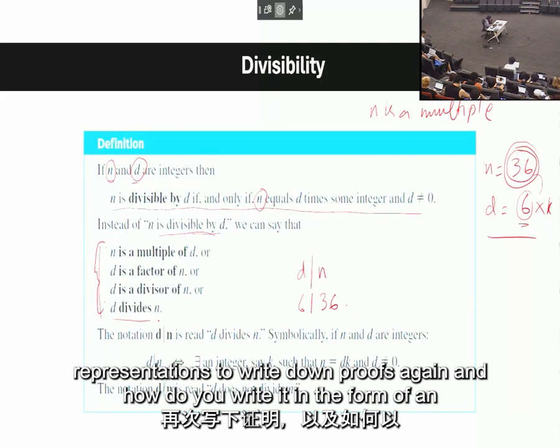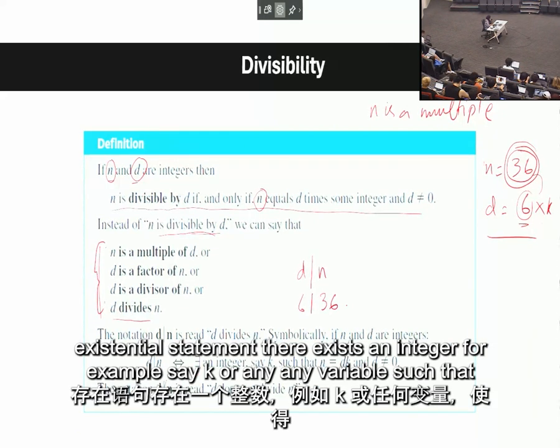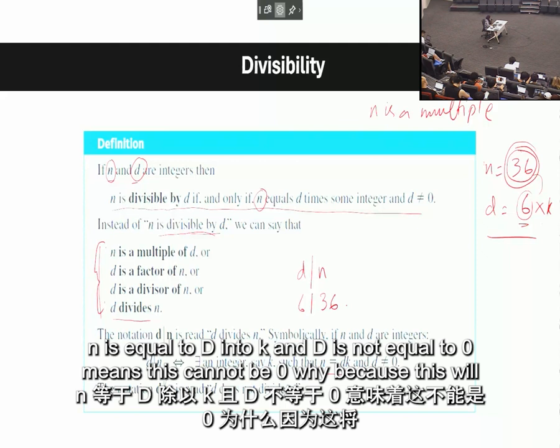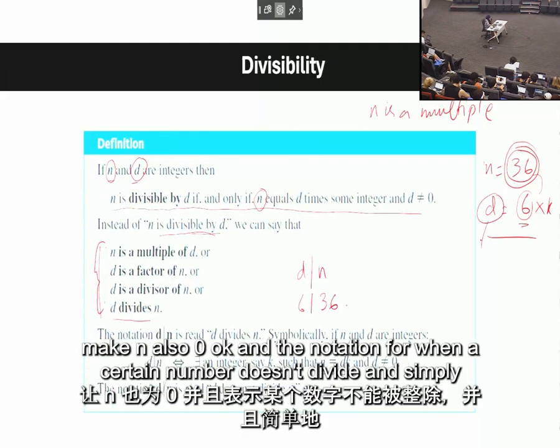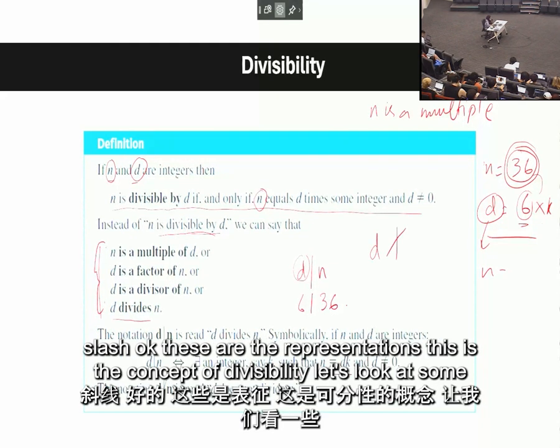And how do you write it in the form of an existential statement? There exists an integer, for example k or any variable, such that n is equal to d times k and d is not equal to 0. This means d cannot be 0, because this would make n also 0. And the notation for when a certain number doesn't divide n is simply a slash. These are the representations. This is the concept of divisibility.